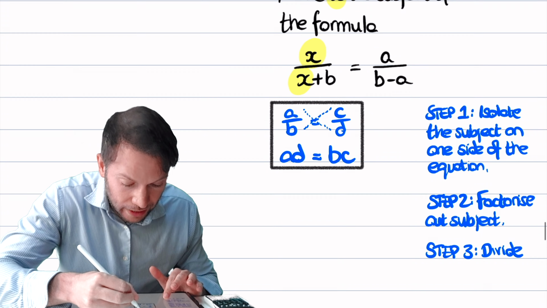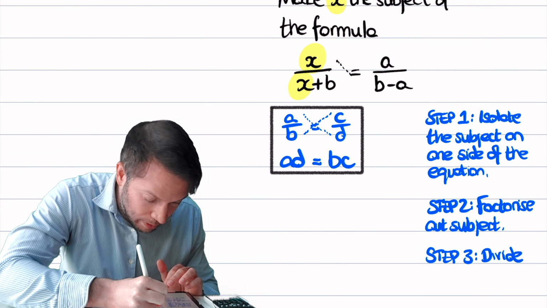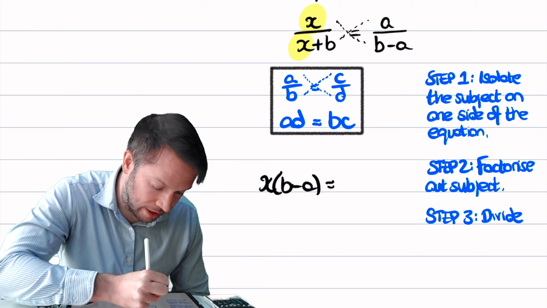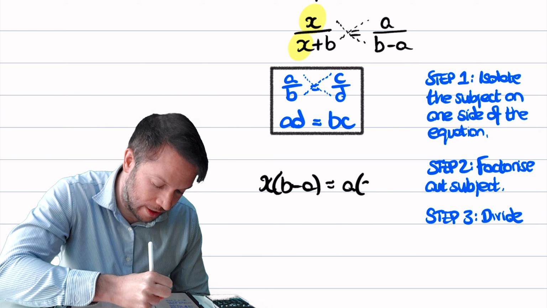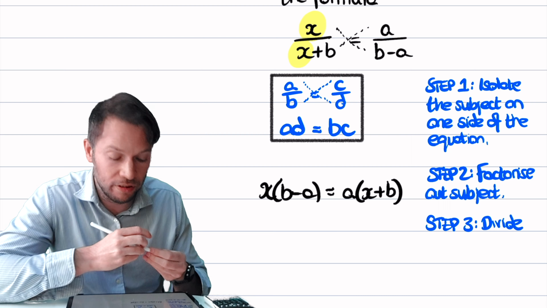So we can apply that here. We do x times b minus a, so x multiplied by b minus a, is equal to a times x plus b. So a times x plus b. Note the use of brackets there. Now I just want to expand everything out. Before we do the steps, you want to get rid of any fractions from the equation, any brackets, any roots, etc.